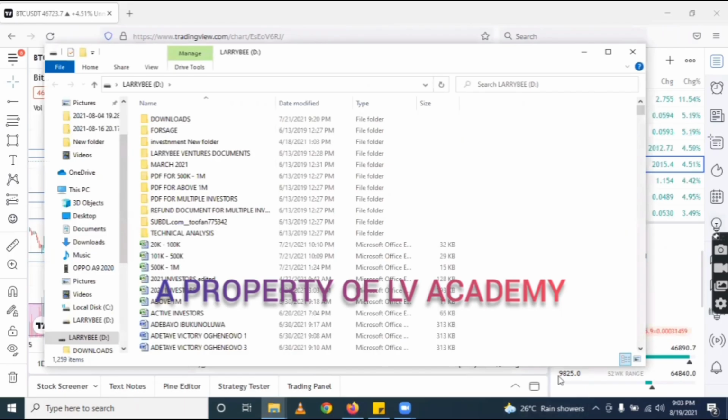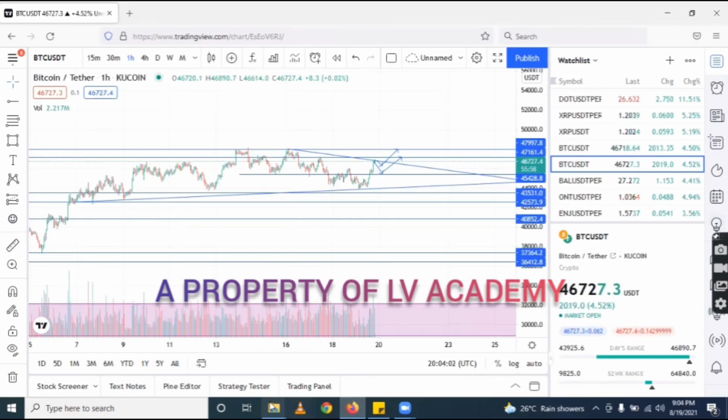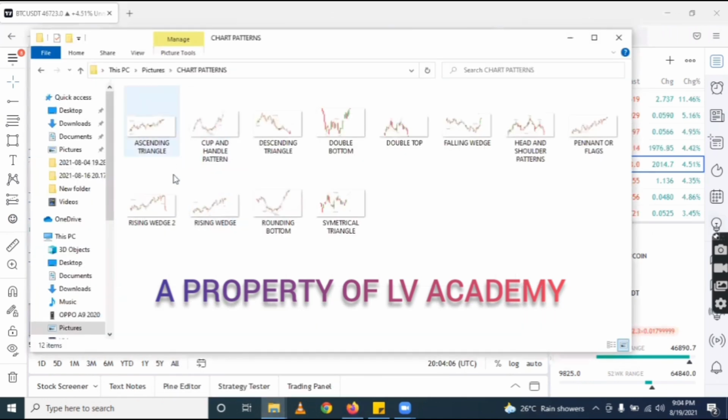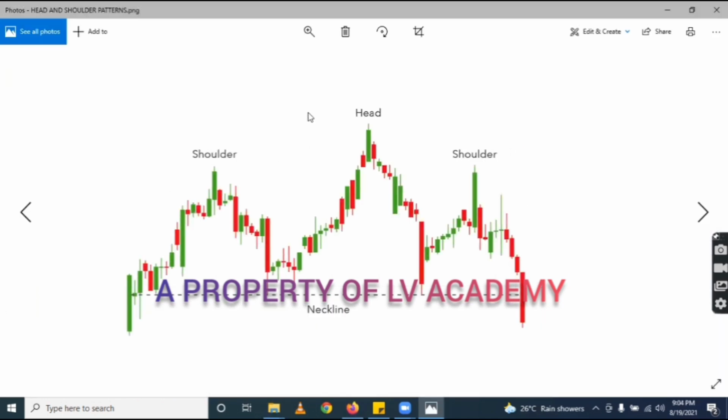Now, the head and shoulders pattern is a chart pattern in which a large peak has a slightly smaller peak on either side. This is the head and shoulders pattern. Traders look at the head and shoulders pattern to predict a bullish to bearish reversal. Whenever you see this, the trend is most likely to change to the downside.